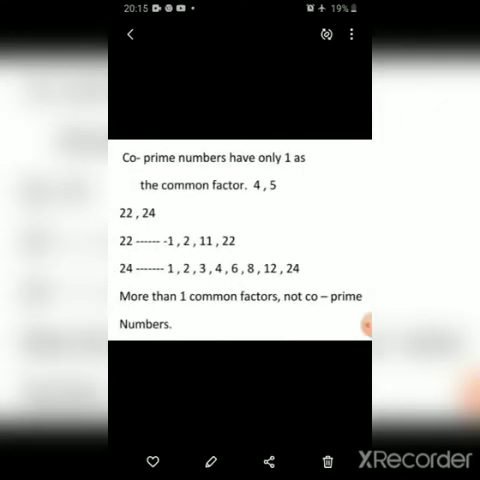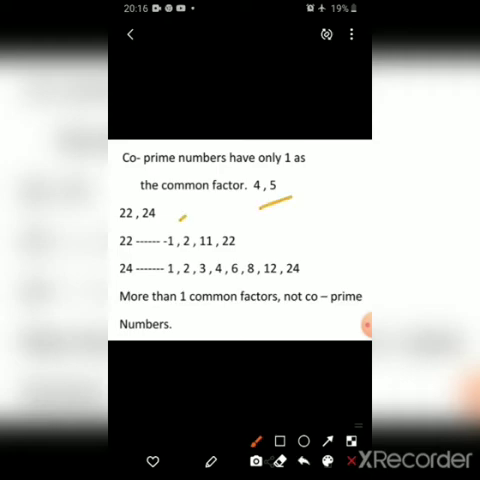Co-prime numbers have only 1 as the common factor. Here 4 and 5. Suppose we write the factors of 4: 1, 2 and 4. The factors of 5: 1 and 5. What is common here? Here the common number is 1. Means 4 and 5 are co-prime numbers.